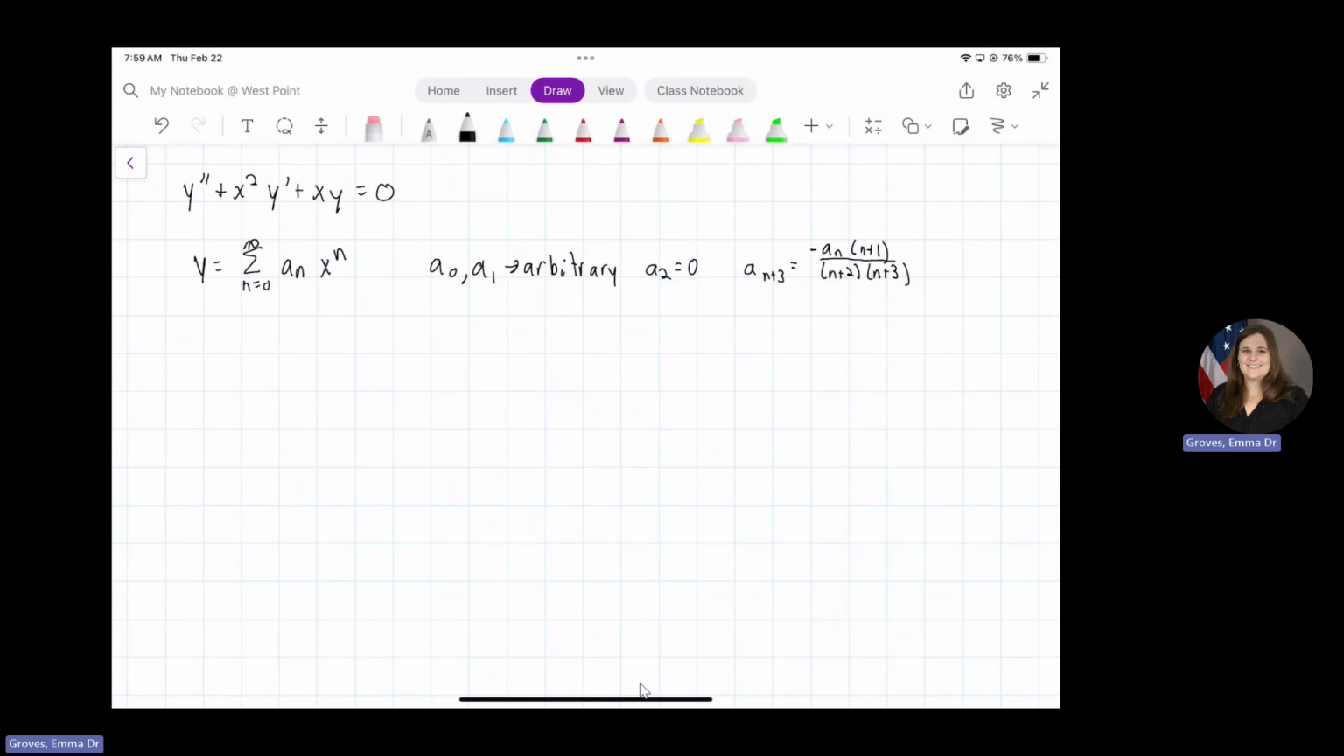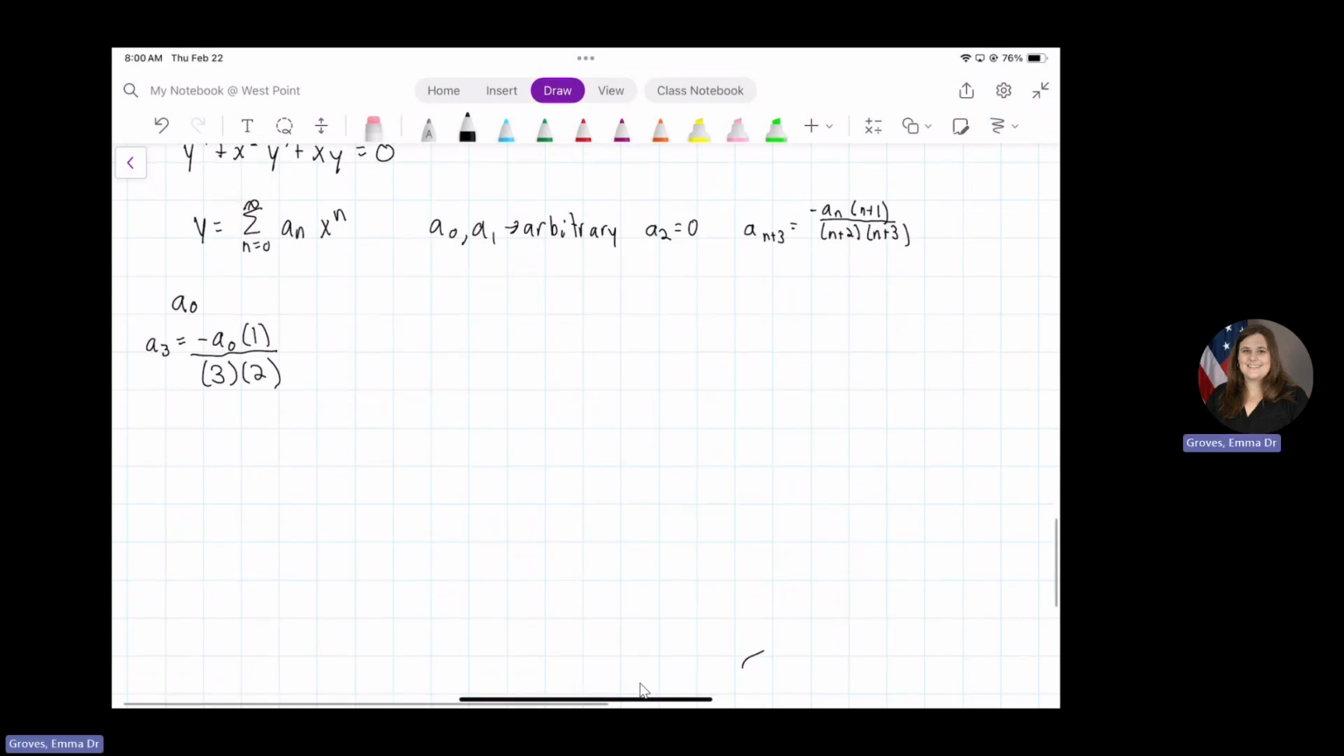Okay, so I am going to start with the multiples of 3. So if I'm looking at this a_(n+3), what that leads me to think is there's going to be patterns for multiples of 3. So we start with a sub 0, and I don't know what that is, right? Then a3 is going to equal negative a0 times 1 over 3 times 2.